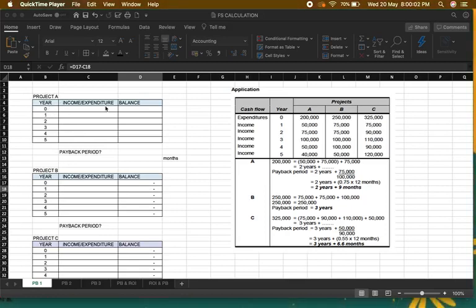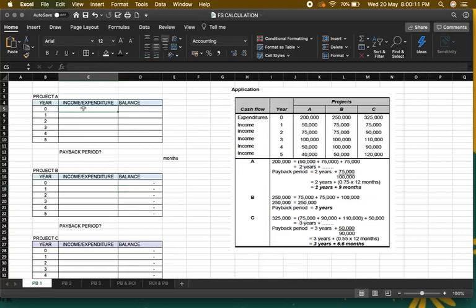So I provide a table like this so that it's easier for us to calculate the payback period. So income or expenses for project A is 200,000. Then we put in all the years, year 1, 2, 3, 4, 5. So 50,000, 75,000, 100,000, 100,000, 50,000, and last is 40,000.